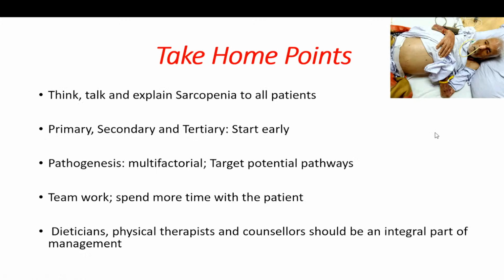So take-home points: think, talk, and explain about sarcopenia to all cirrhotic patients. The patient may come to you at different stages, so you have primary, secondary, and tertiary prevention, but the most important thing is to start early. Pathogenesis is multifactorial. Target potential pathways where you have some potential drugs available or other ways in which you can target it. It's teamwork. Spend more time with the patient. That's important. And the most important thing is you need a big team, including dietitians, physical therapists, counselors, who should be an integral part of the management. Thank you.